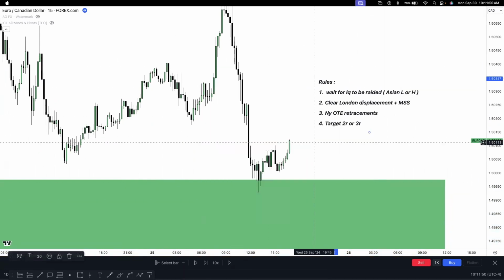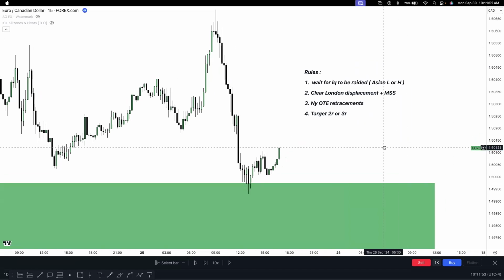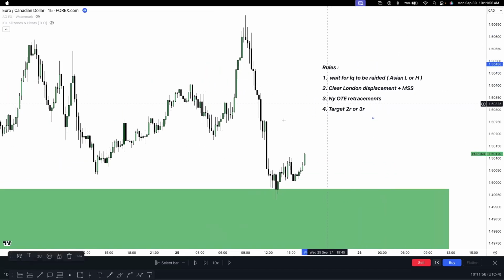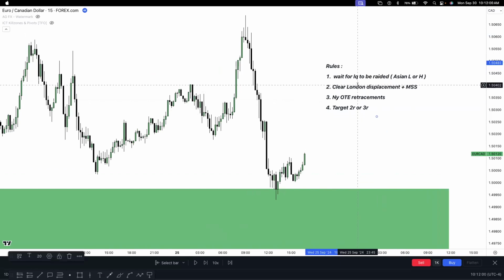For our rules, guys, the first rule that we need to see is an Asian low grab. Why is the reason for Asian low? Because we're looking to go long. If we were looking for a short position, we would need to see an Asian high purge.